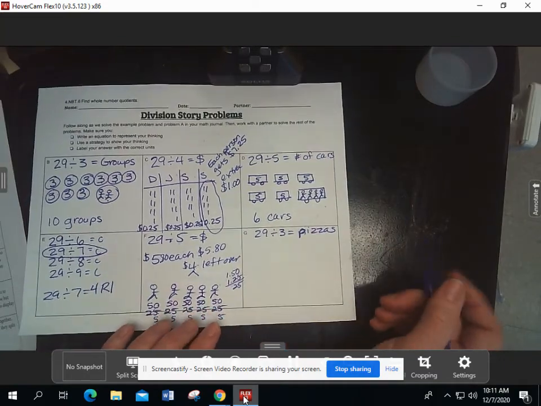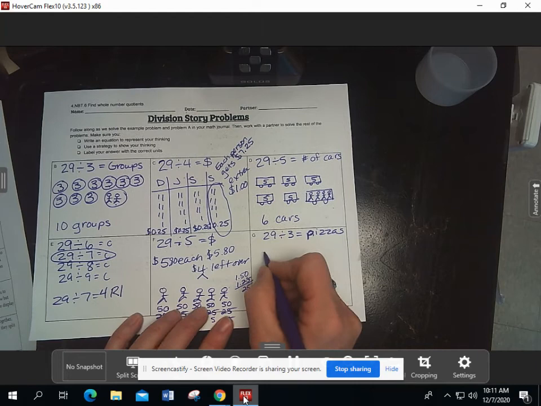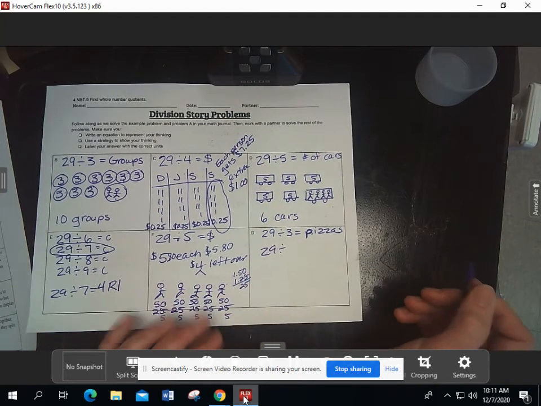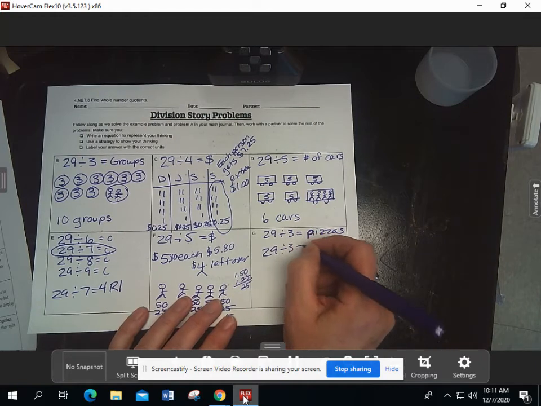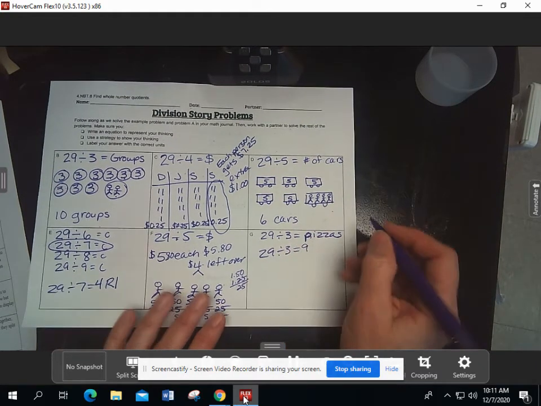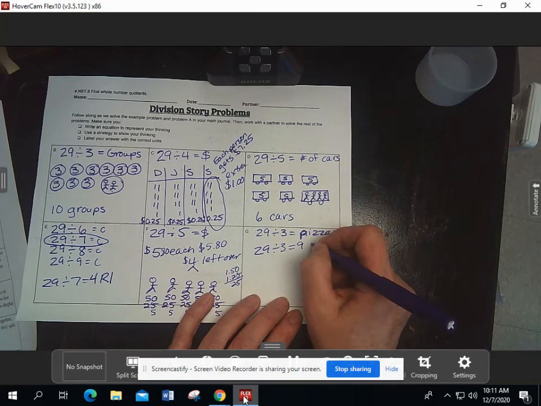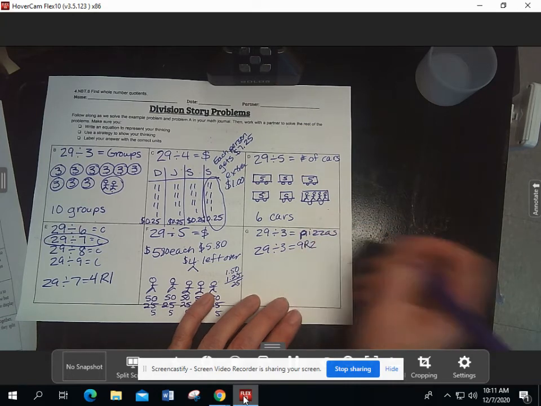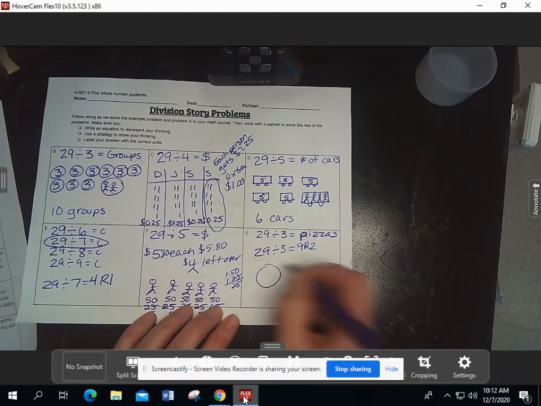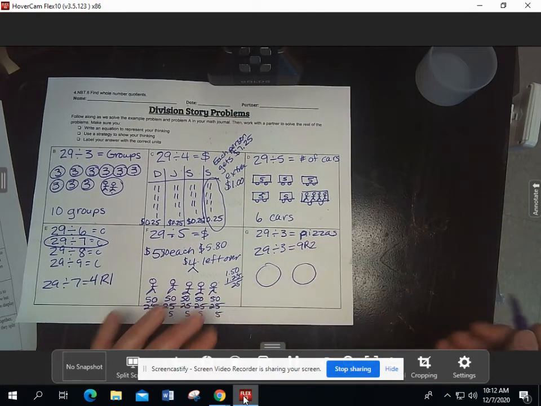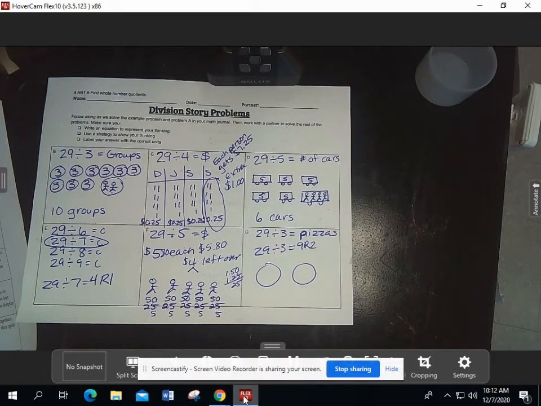How many pizzas does every family get for certain? What is 29 divided by 3? 9. With a remainder of what? 2. Okay, so we have a remainder of 2. So we have these 2 pizzas left. What should we do now? David? Split them in half.